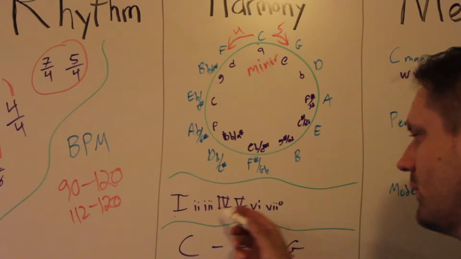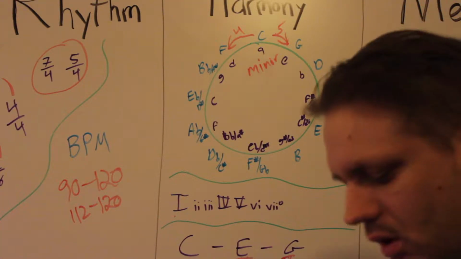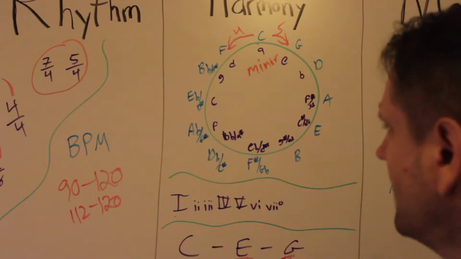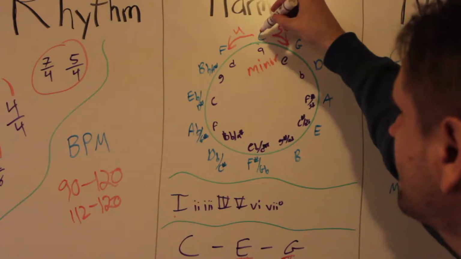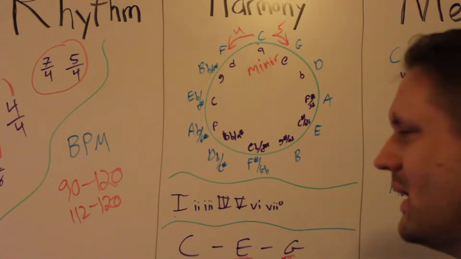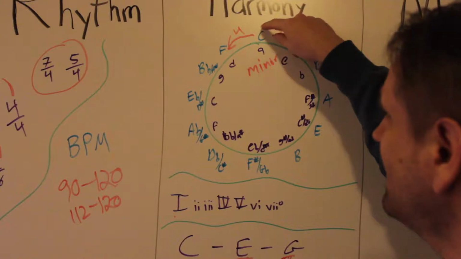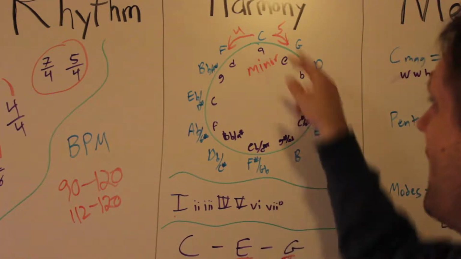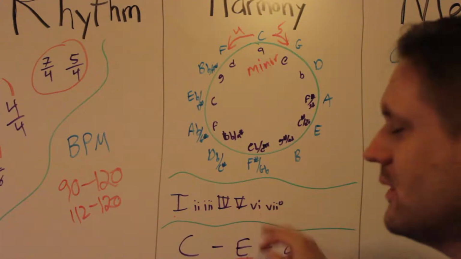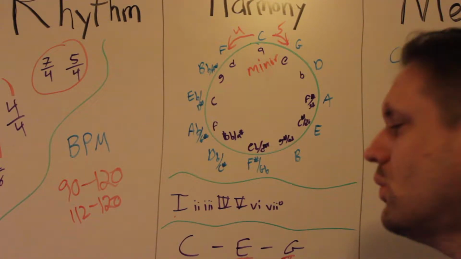So your 2 chord, your 3 chord, and your 6 chord are all going to be minors. Your 6th chord is going to be the relative minor. So the 6th from C is going to be an A, and an A is a minor. So anytime you want to play something in C, you can also play an A minor. And that goes for anything on this circle. The major 1 and the relative minor 6 are going to have the exact same chords in them.